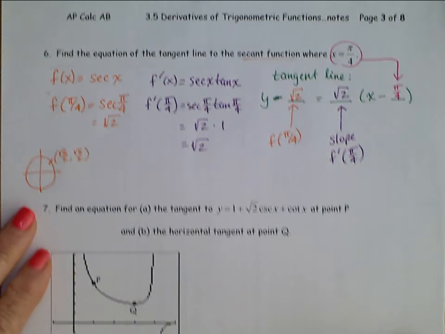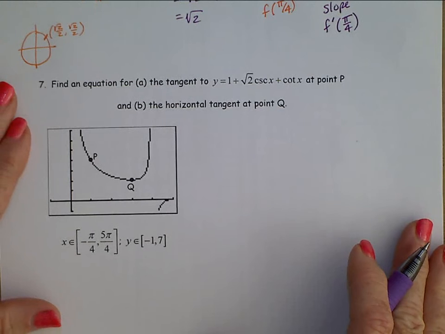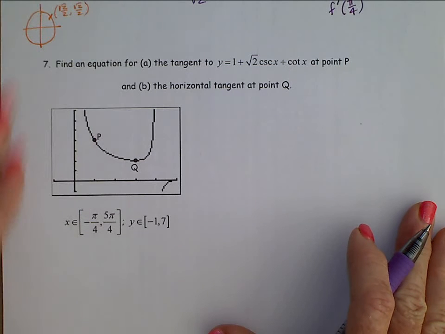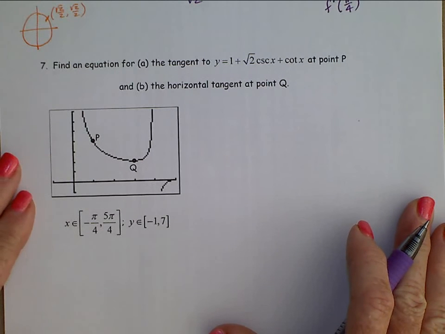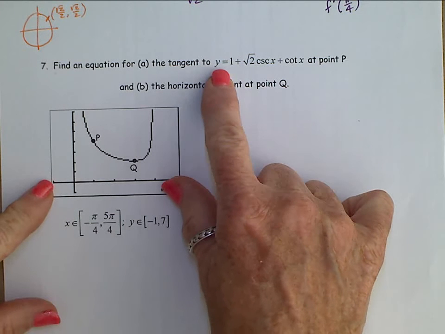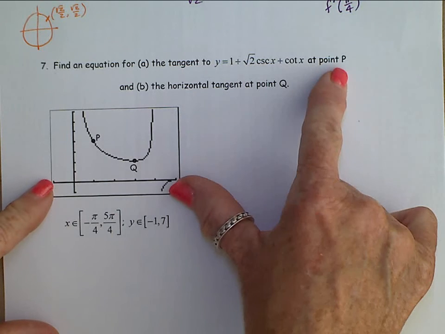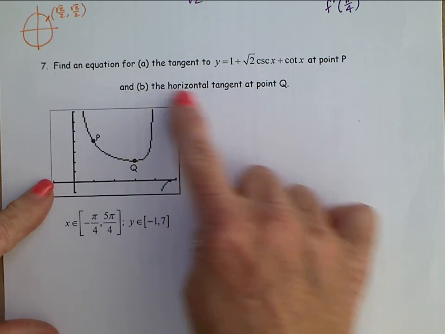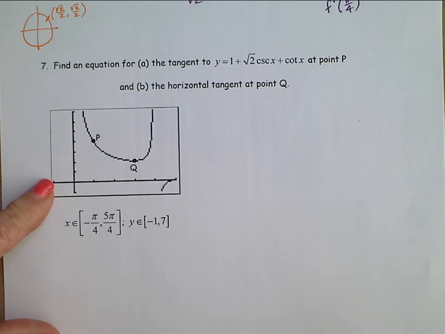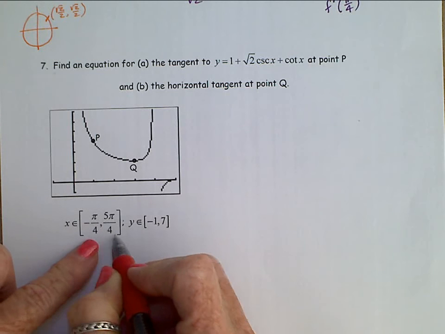Looking at this next one, it's going to be a little bit tight space-wise, so write tiny. We want to find the equation for the tangent to y equals 1 plus square root 2 cosecant x plus cotangent x at point P, and the horizontal tangent at point Q. When we look at the scale that was given to us, x is a member of the set between negative pi over 4 and 5 pi over 4.